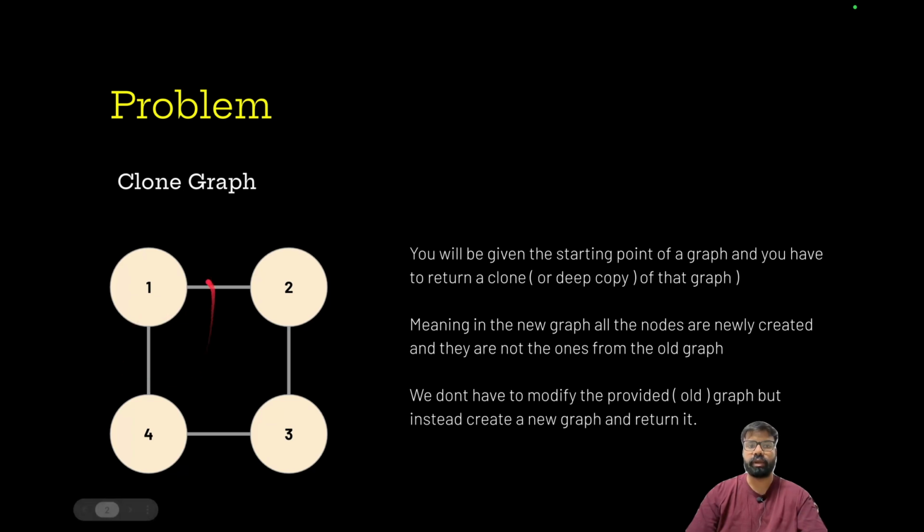this given graph. Okay, so all the nodes which are in the provided graph, or you can say this is our old graph, they should be there in our newly created or the new graph. All these nodes should be there, and all the neighbors should also be the same in the new graph. We have to create a deep copy or a clone for this given graph.